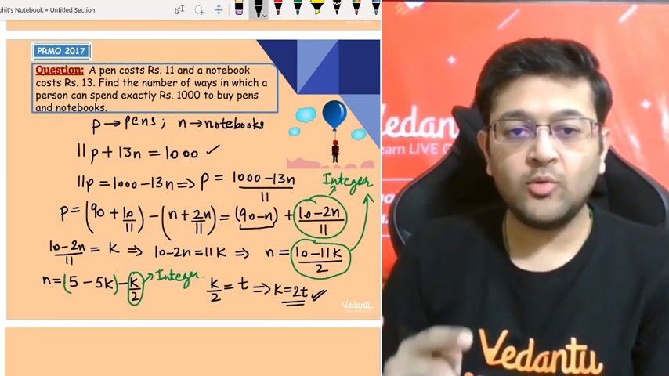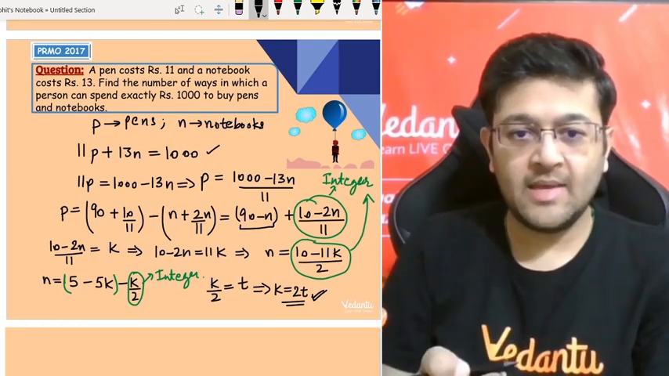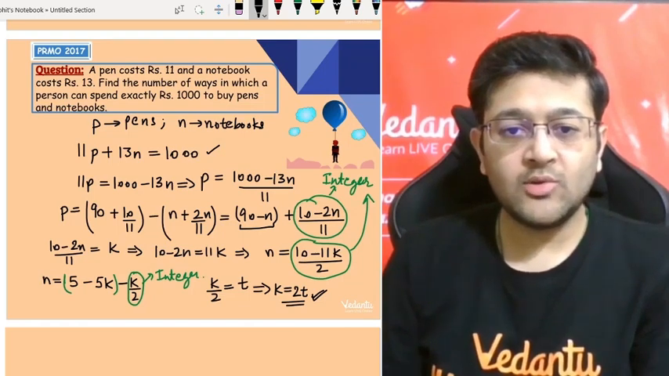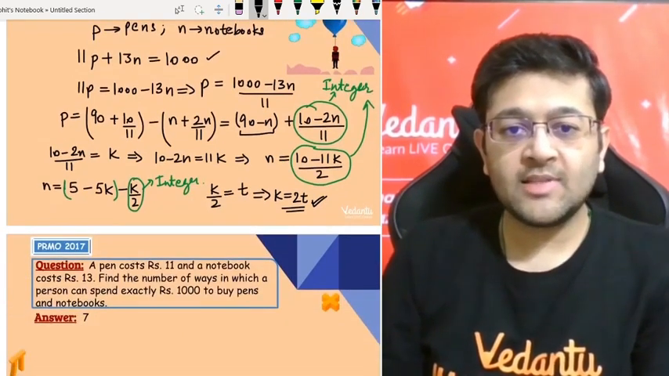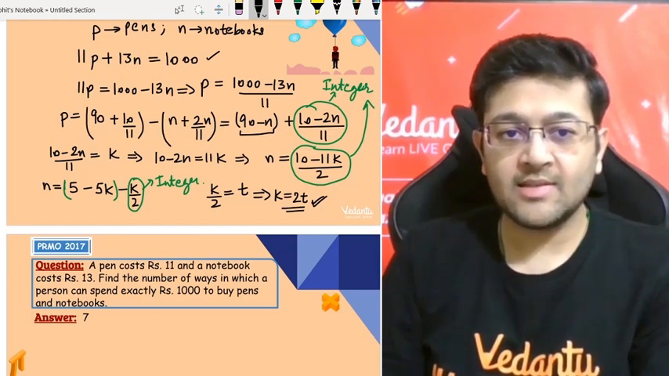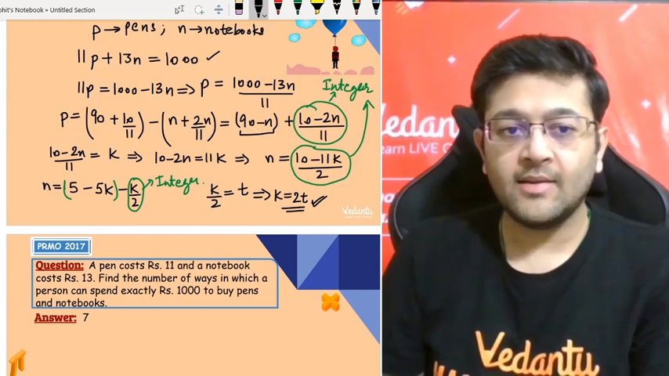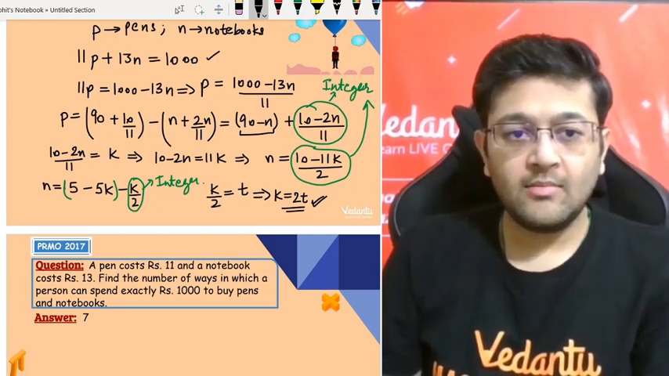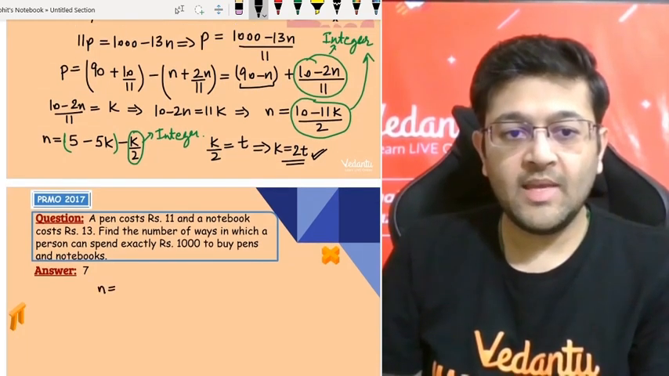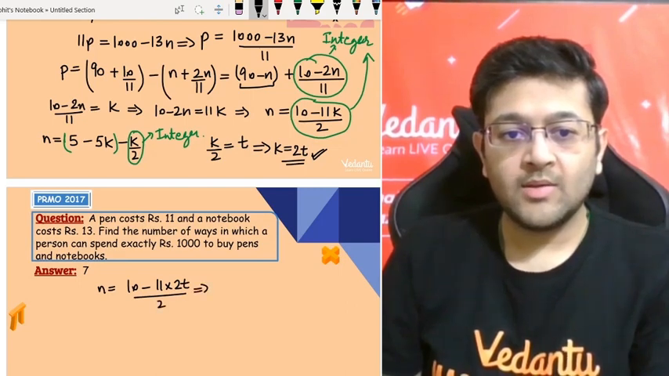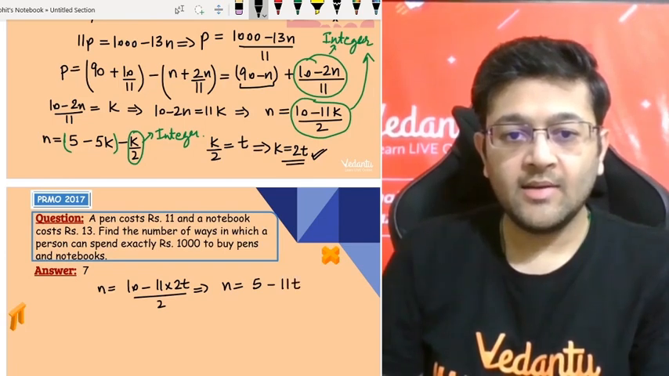Okay, now we have to find the values of n and p, what they can be, right? So let's do one thing. Let's substitute this value of k in this case, and I will get the value of n, right? So n will be equal to 10 minus 11 into k, which is 2t, upon 2. So as you can see, n will be equal to 5 minus 11t. Okay, so this is the value of n in terms of t.